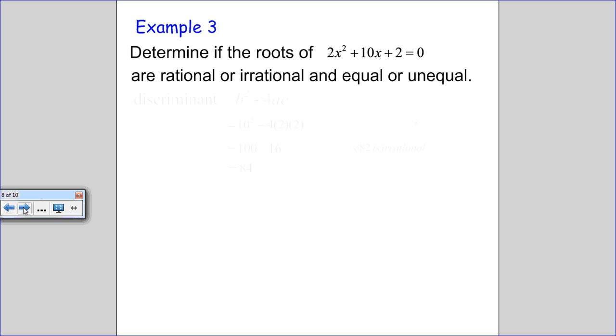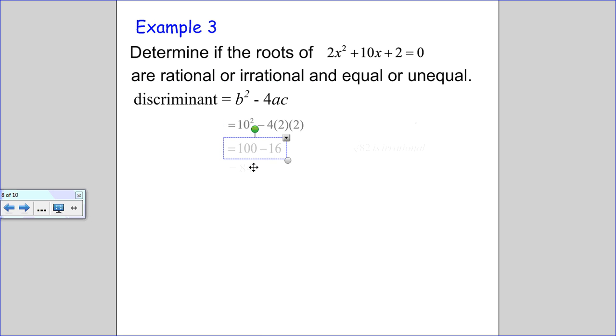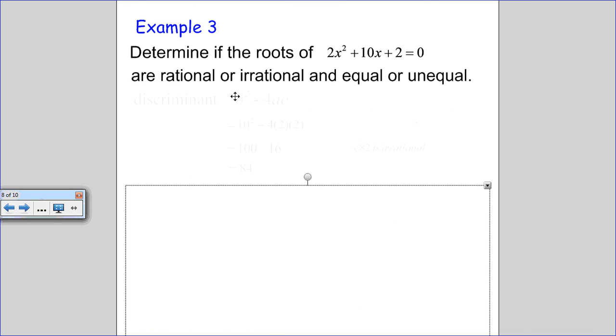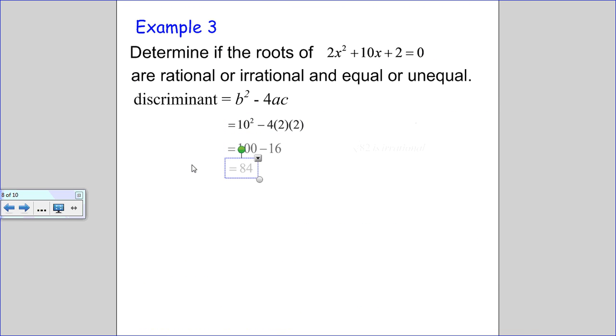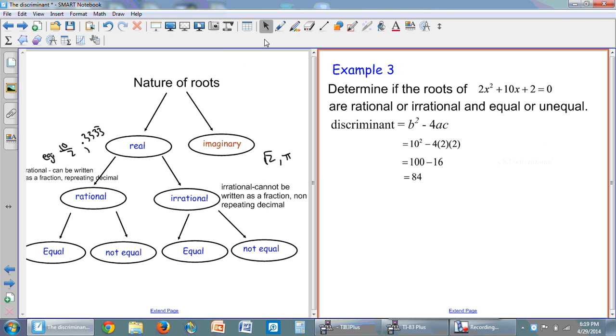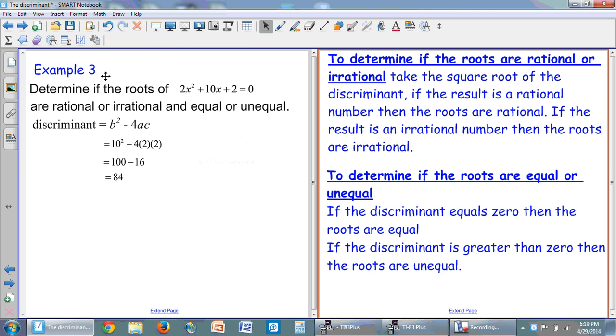Okay, example 3. Determine if the roots of 2x squared plus 10x plus 2 equals 0 are rational or irrational and equal or unequal. All right, so this is just the same example from before. The discriminant is 84. Whoops, I don't want to look at the answer yet. So there is basically a way to know all that information, and I wrote it down for you over here.